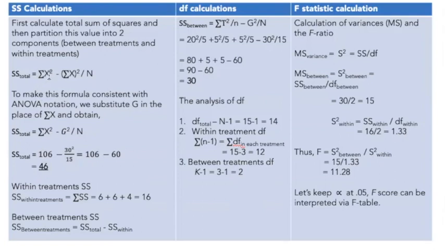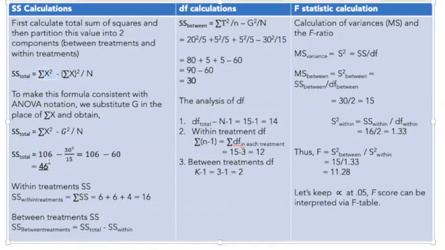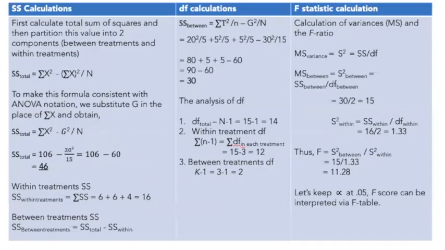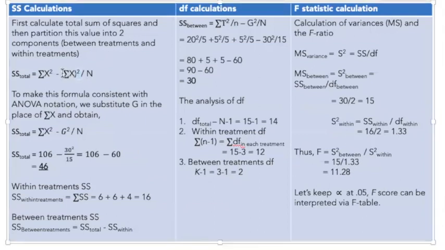Here that is sigma x squared. Here it is the square of sigma x. So here sigma x squared is 106. This one is 30. So sigma x means the total score. Here sigma x squared is 106, but this is actually the grand total we are talking about, that is G. So I think the ideal thing to do is to substitute this with the G. Then your formula is going to be correct, so that it will comply with the ANOVA notation.